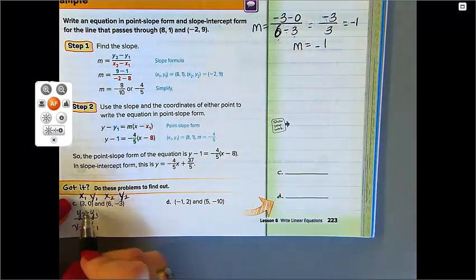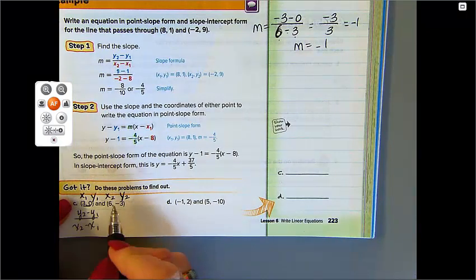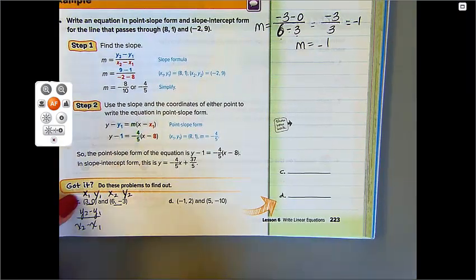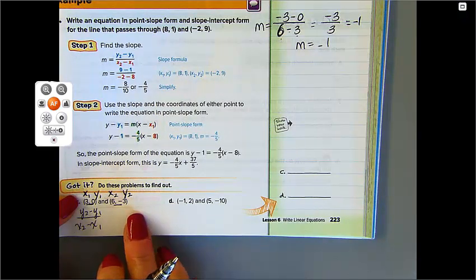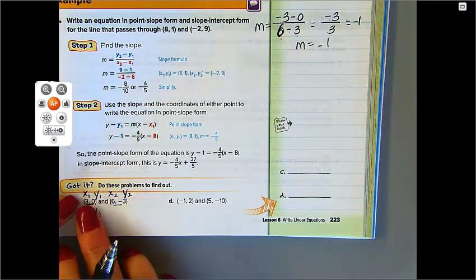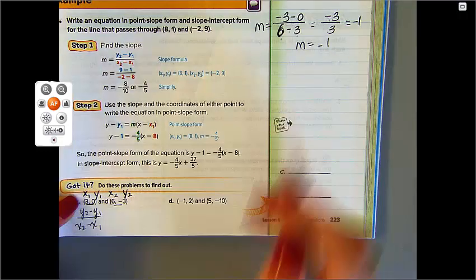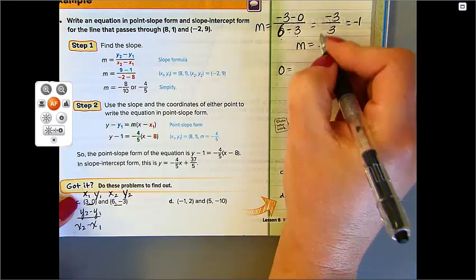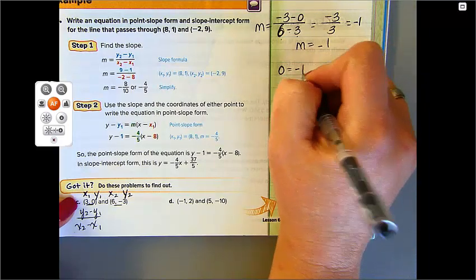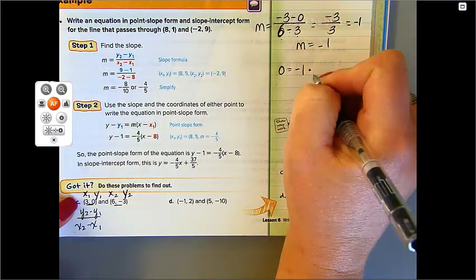Now I'm going to use one of these points down here. It doesn't matter which one I use. And I'm going to plug that into the equation to find my b. I'm going to go ahead and use the first one. So I'm going to use the 3, 0. The 3 is my x. The 0 is my y. So my y is 0. My slope is a negative 1 times my x, which is a 3.